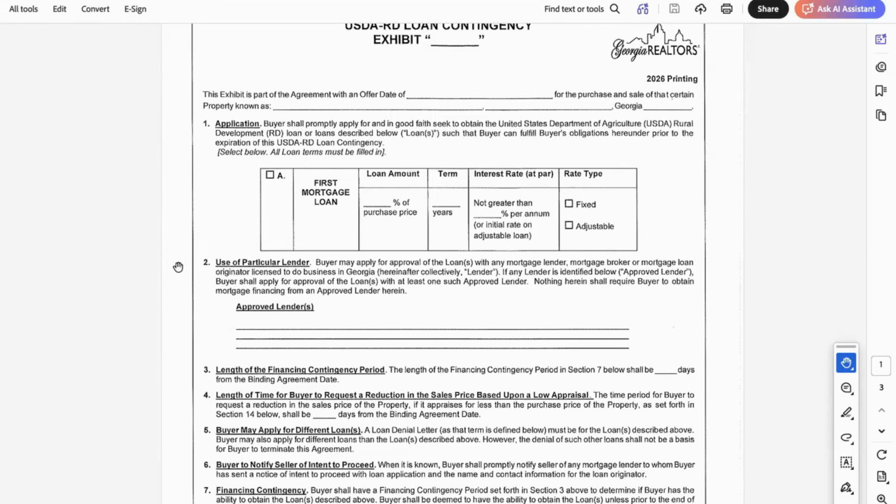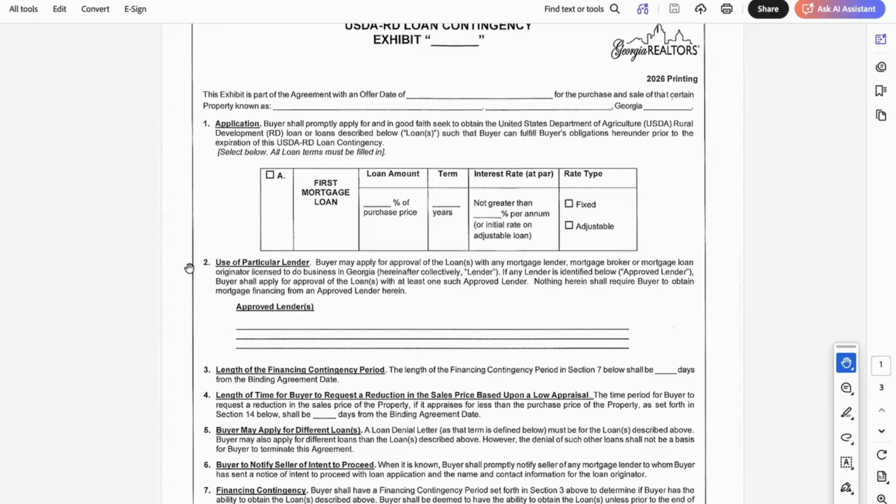Loan term sections required. The contract requires the loan amount in percentage of sales price, the loan term in years, interest rate, the maximum allowed, and fixed or adjustable rate. All blanks must be filled in. If not, the contingency can be unclear and unenforceable.